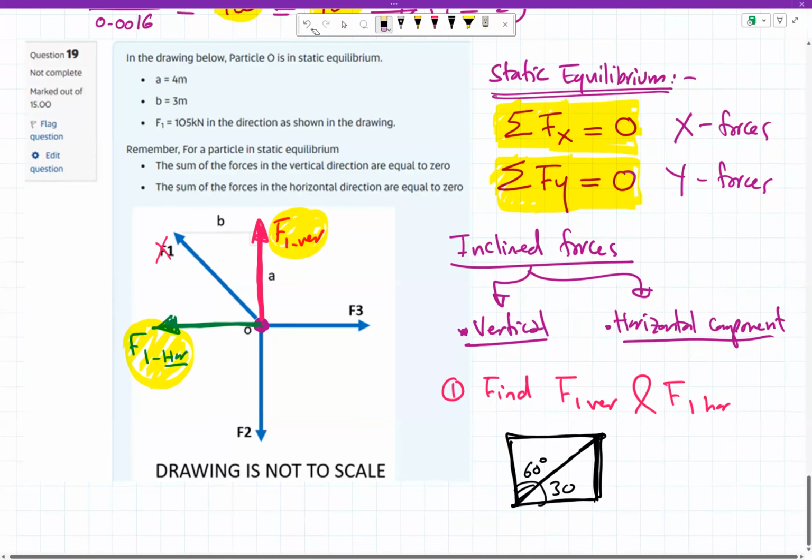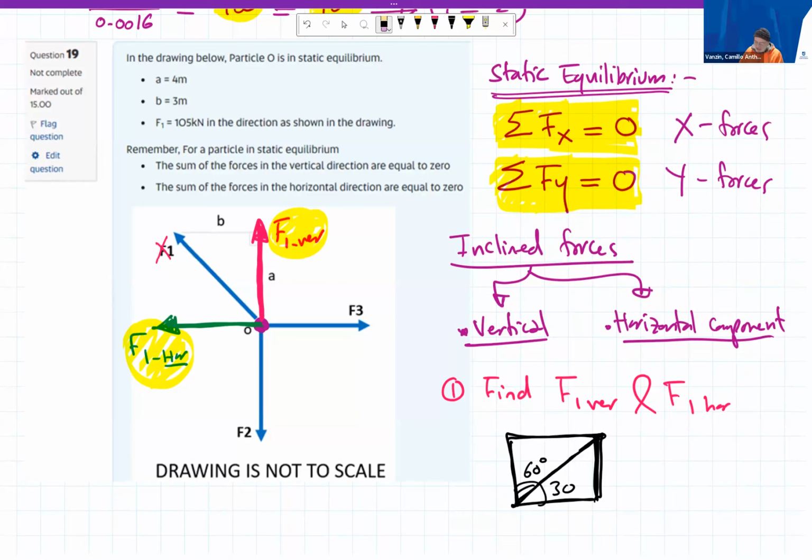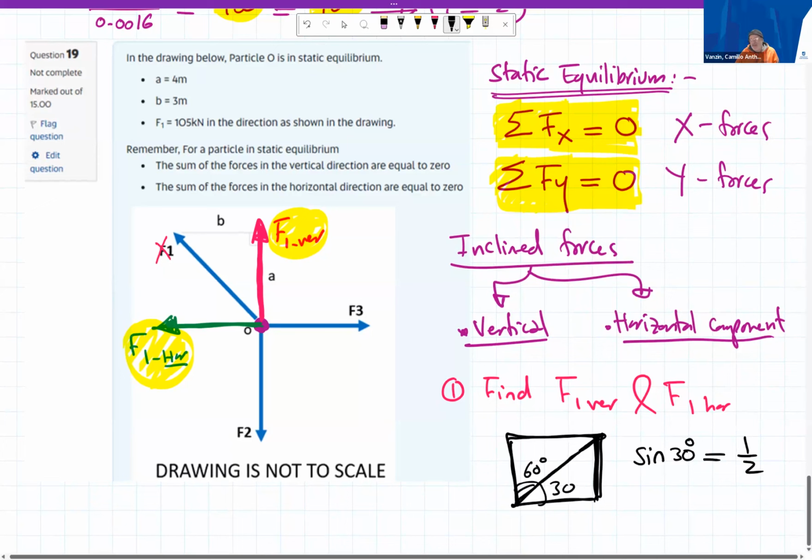Okay, but I just want to show you something. How much is sine 30? Sine theta is opposite over hypotenuse. Sine 30 is equal to half. Oh, okay. So it makes no difference. Half. Okay, equal to what?